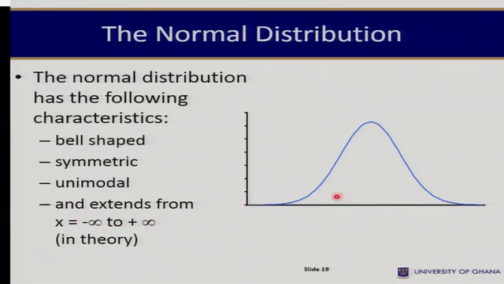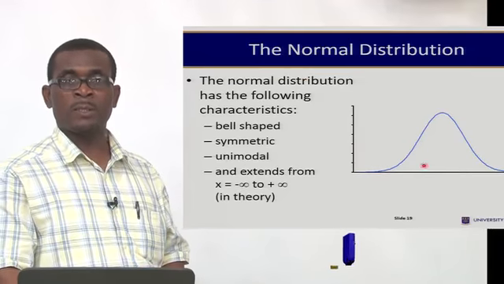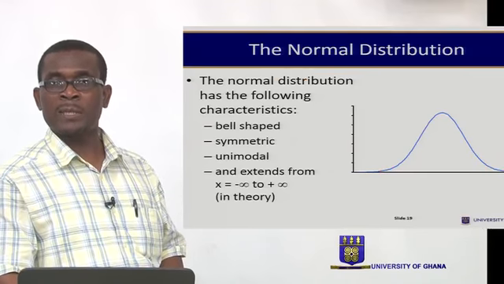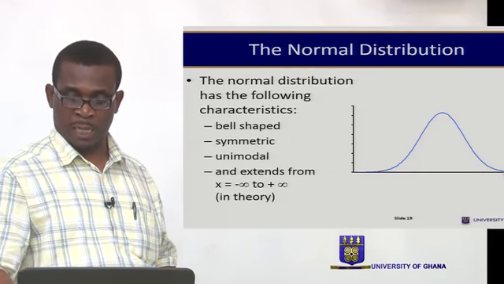That is in theory. Now, what it means is that as you move further to the left here, the curve approaches the horizontal axis without touching it. And also on the right, it approaches the horizontal axis infinitely without touching it. When that happens, we say that the curve approaches the horizontal axis asymptotically. Okay, so this illustrates what we call an asymptote. It means that it gets closer and closer, but without touching it.